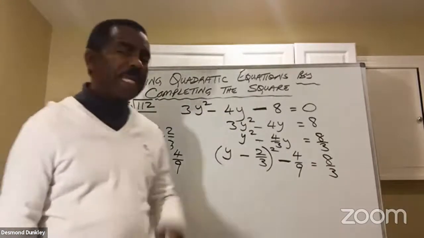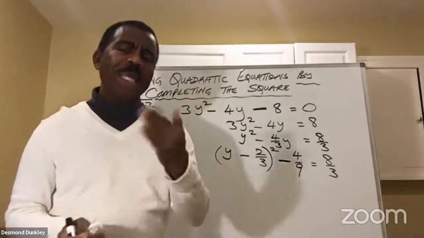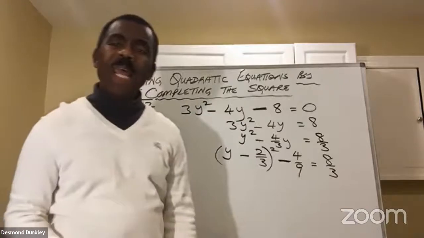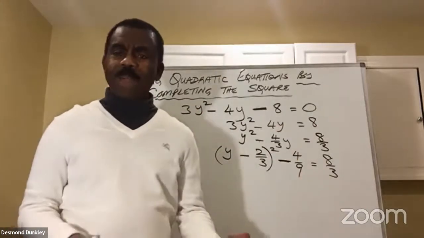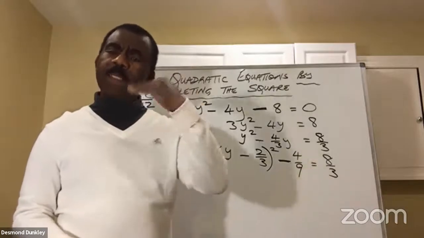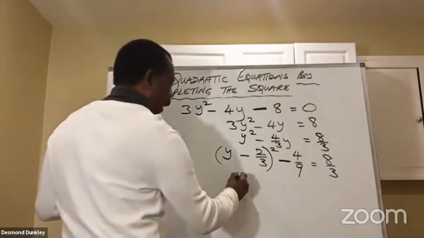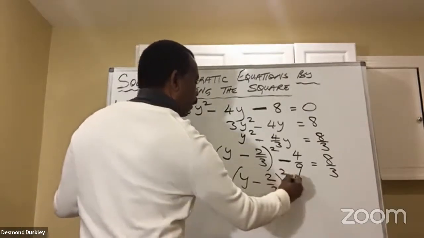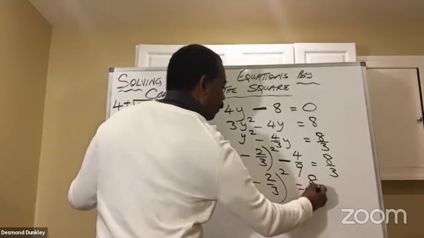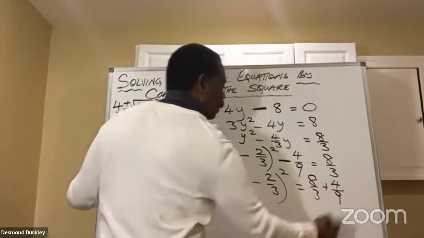Now, what do we do as we did before? Nothing changed. The math doesn't change. All that changed is the numbers. Now we have some numbers that are ugly, but we're not afraid. The math remains the same. So let's add 4 over 9 to both sides. So y minus 2 over 3 squared is equal to 8 over 3 plus 4 over 9.